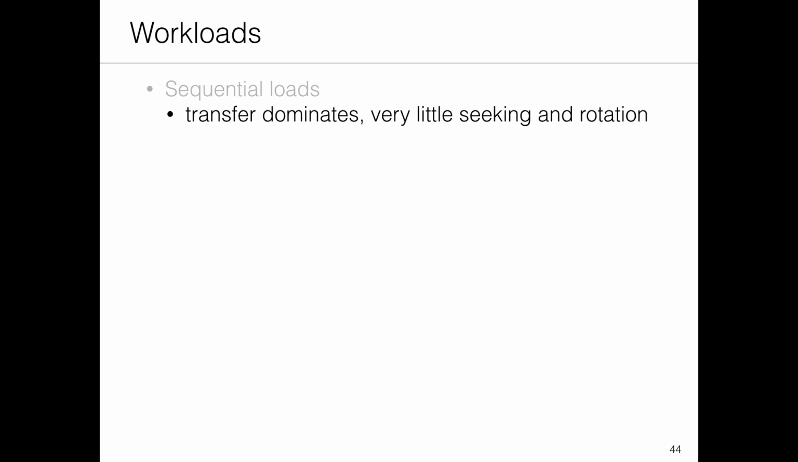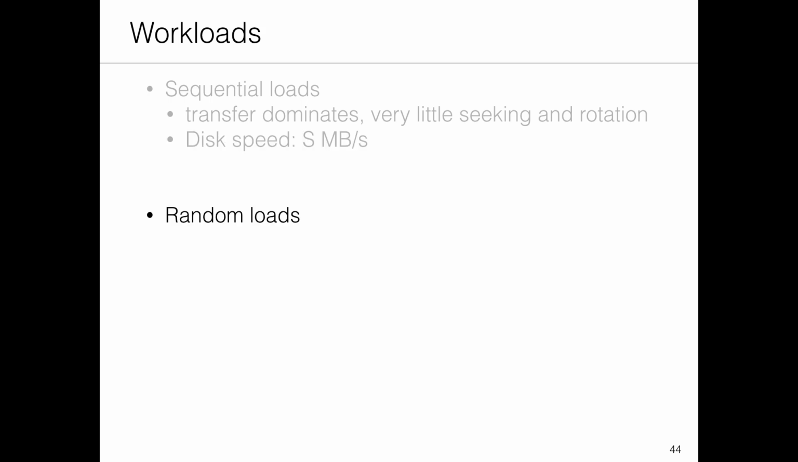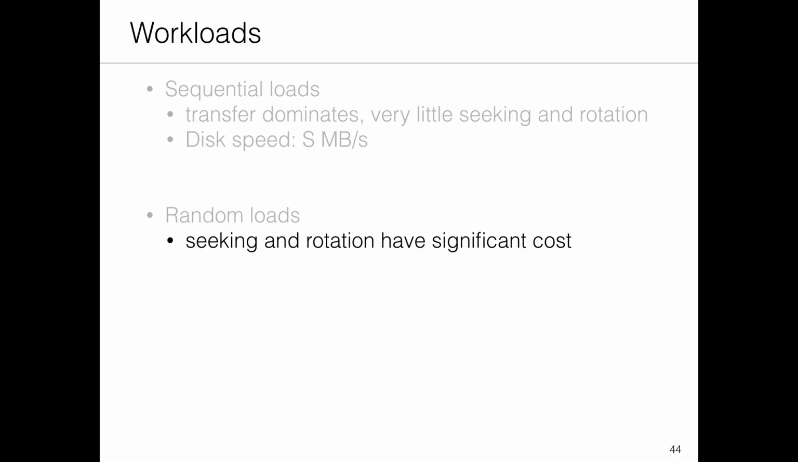So what happens is that when we talk about sequential loads, we don't talk about a small chunk of data. We generally talk about a large chunk of data. So when we're talking about a very large chunk of data, then the transfer is going to be big. So we'll look at an example to work out the same. The answer to the previous one was that seeking and rotation is going to be fairly insignificant. So let's say the disk speed is S MBps. And for random loads, the seeking and rotation have very significant cost because you can move the head from any point in the disk to any other point in the disk. And let's say the disk speed for random loads is R MBps. So what is the relation between S and R?